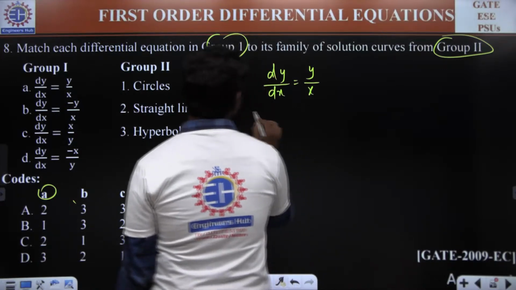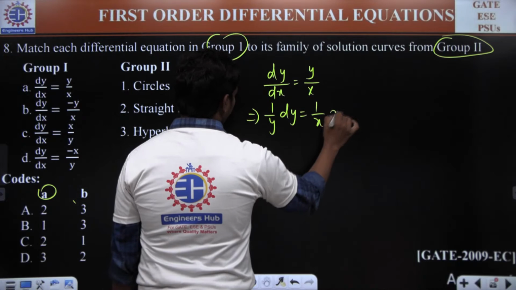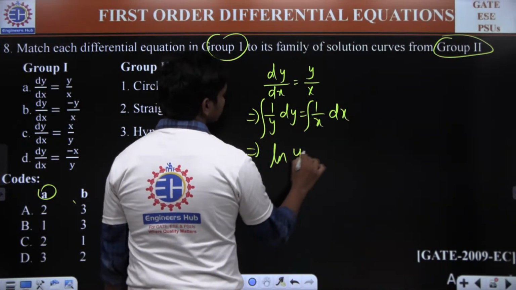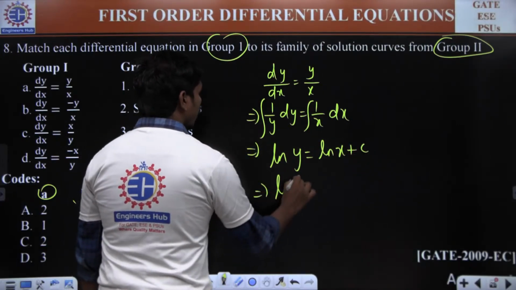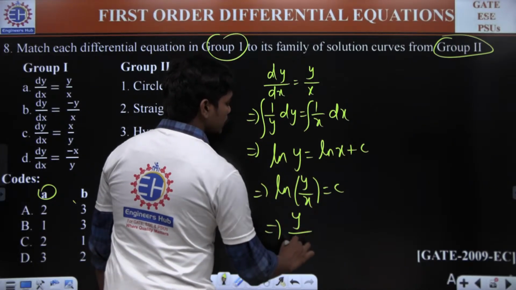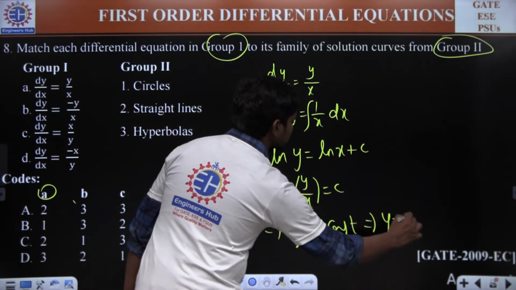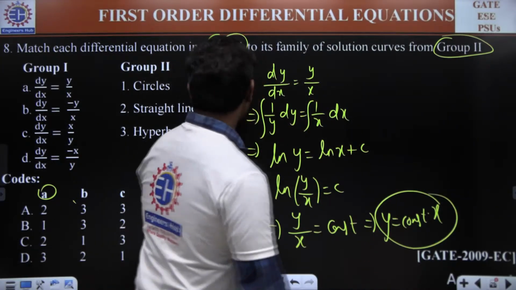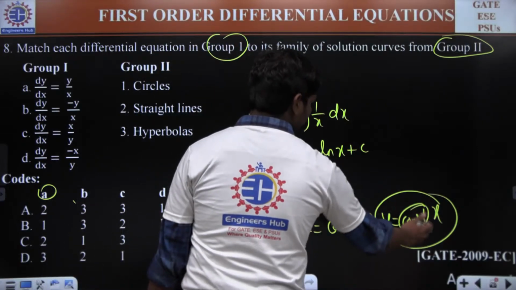Which means can I write 1 by y dy is equal to 1 by x dx? Which means if you integrate this, you have ln y is equal to ln x plus constant. So this is equal to ln of y by x is equal to constant, which means y by x is equal to e power constant, which is again a constant. So y is equal to some constant into x. This is what you have as the family of curves for the first equation. So y is equal to some constant into x is a straight line equation, y is equal to mx form.